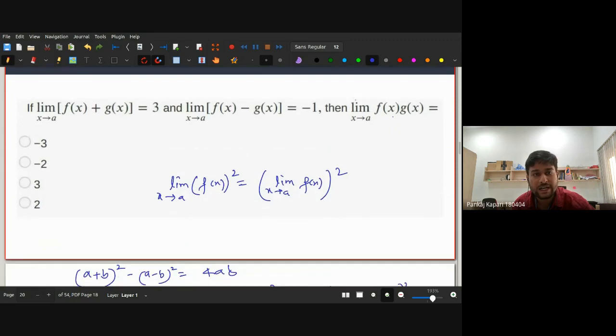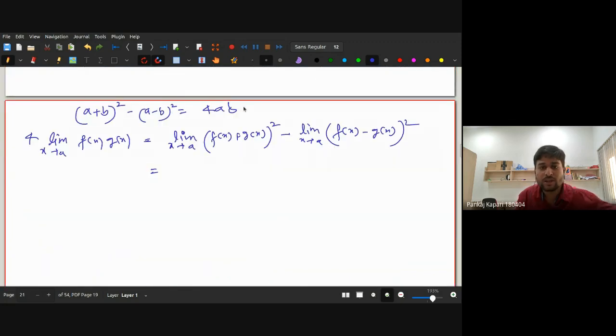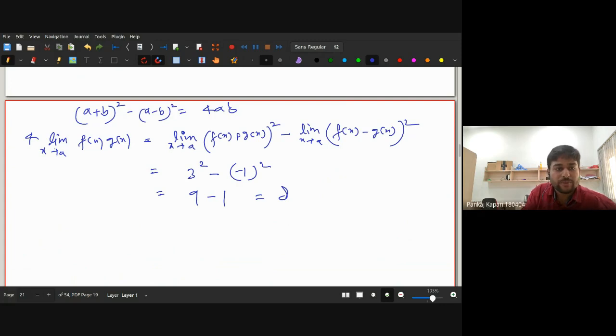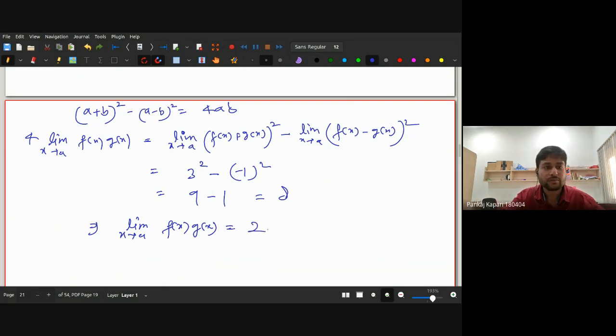And in our case, it is given that the sum of these functions has limit 3 and the difference has limit -1. So this is just 3 square minus (-1) whole square, which is 9 minus 1, which is equal to 8. Now because here we have this 4, we can divide by 4 on both sides, and that implies that the limit as x goes to a of the product f(x) times g(x) is just equal to 8 by 4, which is 2. So are there any questions? You can just ask by unmuting yourself.